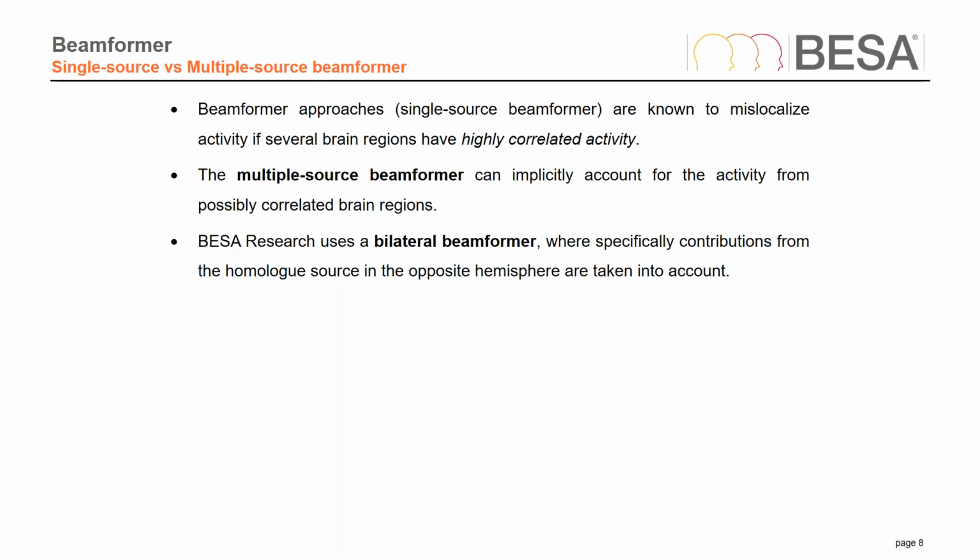But unfortunately, there's a few caveats. One thing is that beamformers have a problem with highly correlated activity in different brain regions. But okay, problems are there to be solved. One solution is a so-called multiple source beamformer. It simply includes more than one location in the formula for computing the spatial weight. BESA Research uses a bilateral beamformer, so that takes homologous sources in the opposite hemisphere into account.